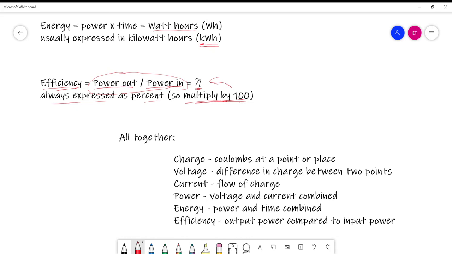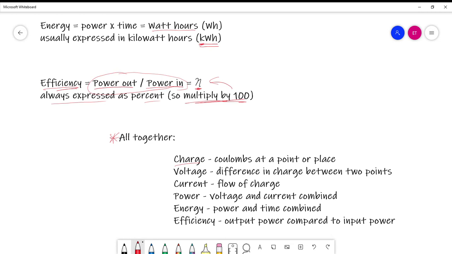Now if we take an overview of what we know from the beginning fundamentals, we can look here. Charge is coulombs at a point or place, and that comes from the imbalance of electrons and protons. If you have an equal number of electrons and protons, you'll have a neutral atom. But when you have more electrons than protons in a place, you would have a negative charge. If you have fewer electrons than protons, you're missing some electrons, then you'd have a positive charge at that place.